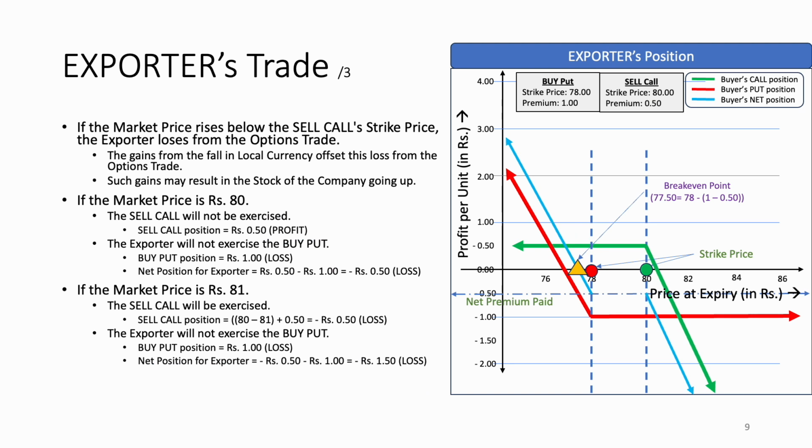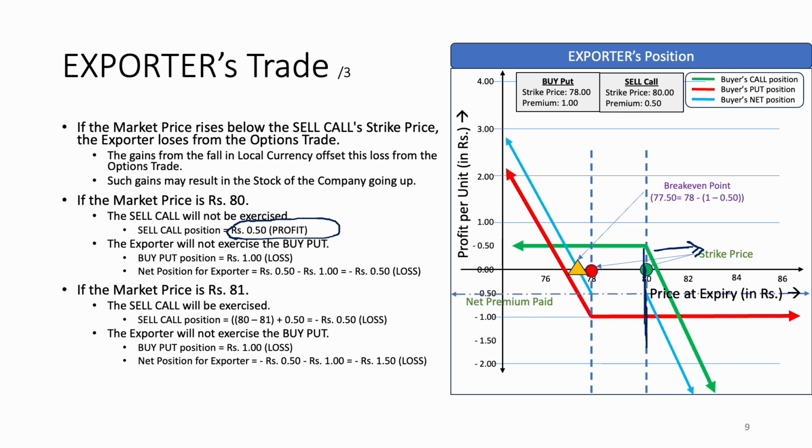Next, let's take the position when the market price rises. That is the market price we will study from here. It is beyond the strike price of the sell call. So when the market price rises from here, let's see. Suppose the market price is here, that is the strike price of the sell call. What happens is that the sell call will not be exercised because the market price and the strike price are the same. As a result, our exporter will earn a profit of 50 paise from this sell call not being exercised.